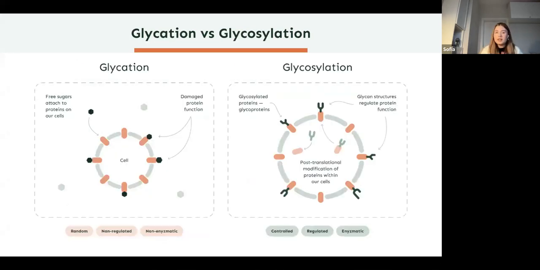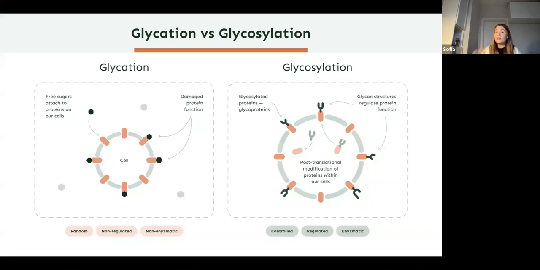I believe you have also seen this slide, but this is very important to understand. These are two different terms. We have glycation, which is a random, non-regulated, non-enzymatic process. This usually happens when we have too much glucose in our bloodstream, for example, in diabetes. Glucose quite literally sticks to your proteins and damages them. What we can measure is glycated hemoglobin, or HbA1c, and this gives us a picture of how well your body regulates sugar, right?